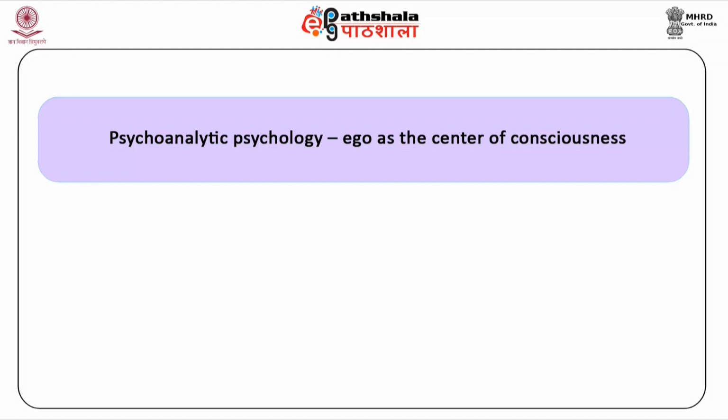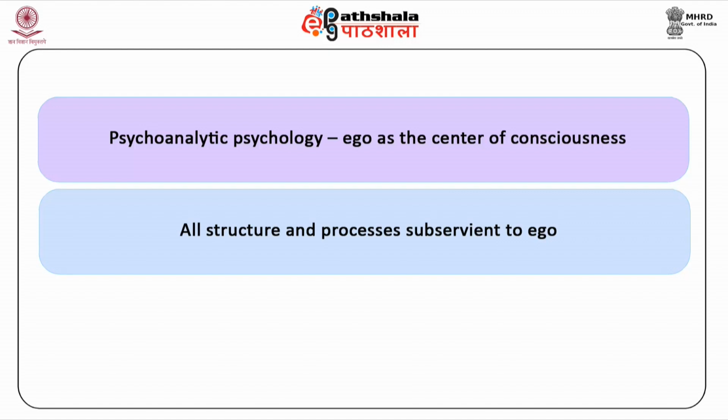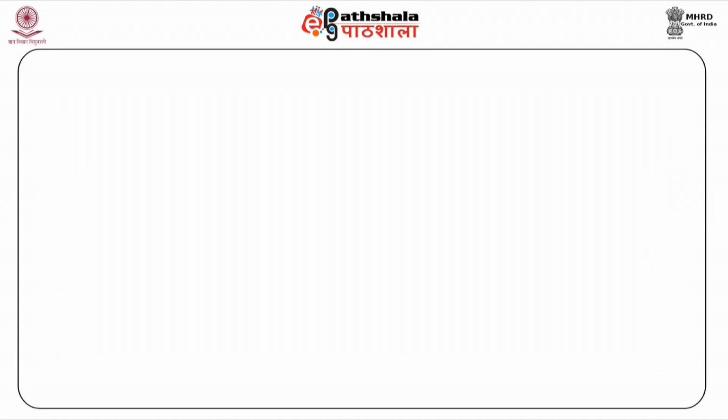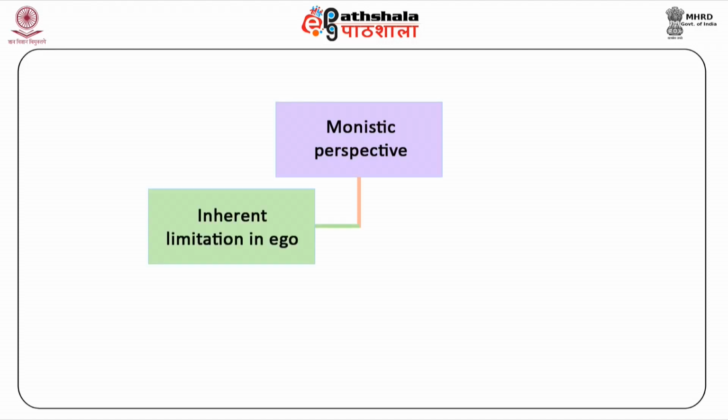According to psychoanalytical theory, all other structures and processes in the mature person, including the id, superego, regression, and primary process functioning, are subservient to the regulation of the ego. In the reductive model, there is no conception of a center of integration that is more comprehensive than the ego and to which the ego may itself be subservient. In contrast to this, those who take the dualistic or monistic perspective recognize inherent limitations in ego consciousness.